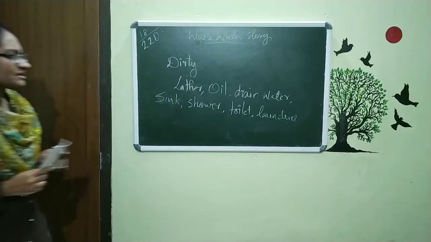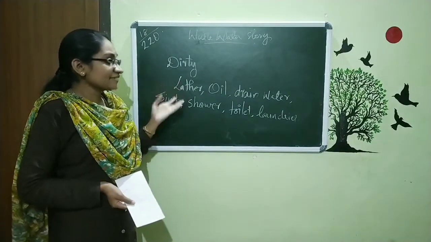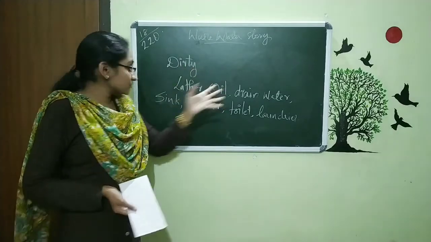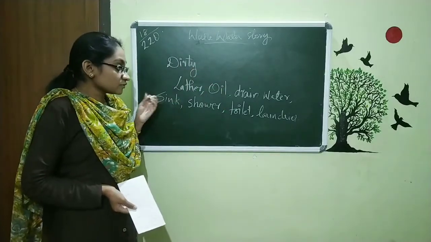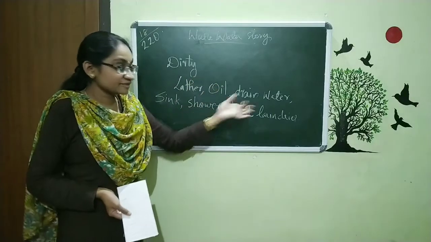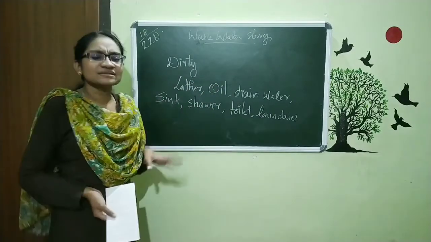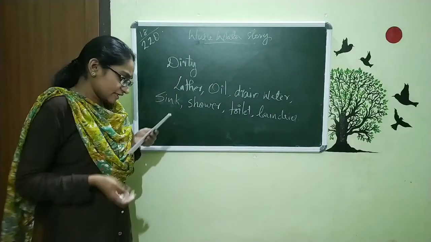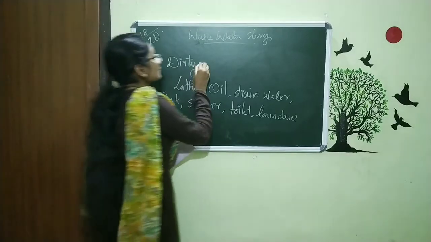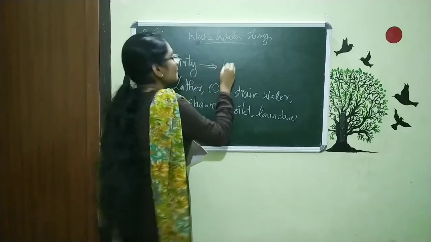You normally know that the water containing lather, oil, the drainage water, the water going through sink, shower, toilet, laundries. All these things are dirty water. We can call it dirty water. Also, I can call this dirty water wastewater.